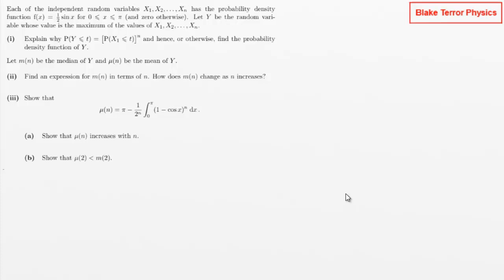Explain why the probability that y is less than or equal to t is equal to the probability that x1 is less than or equal to t raised to the power of n. Hence, or otherwise, find the probability density function of y.